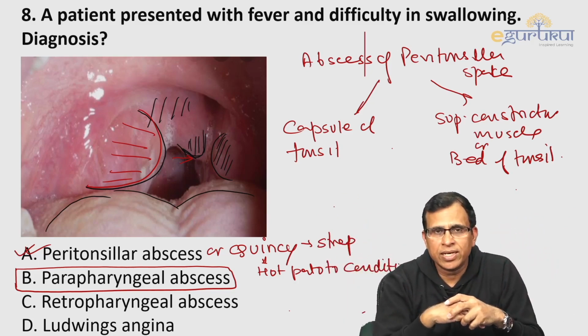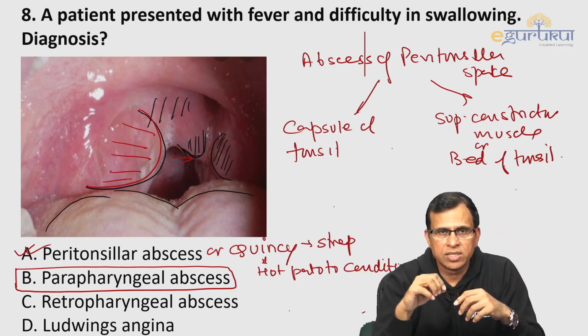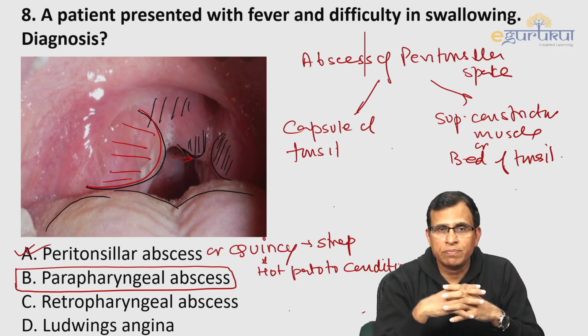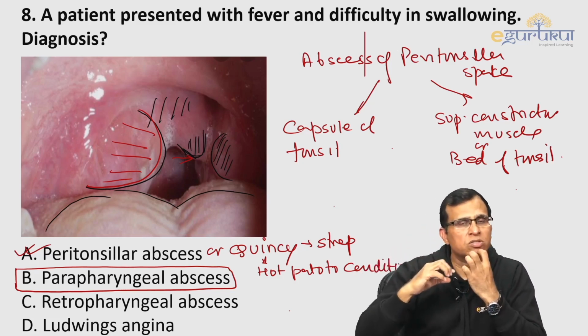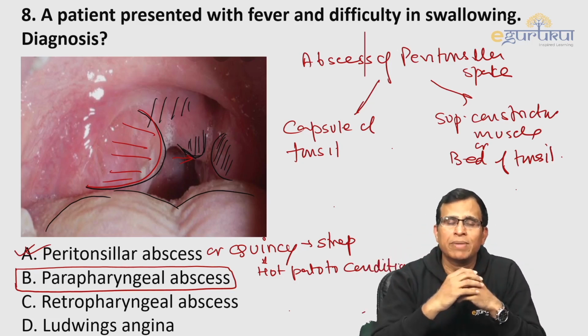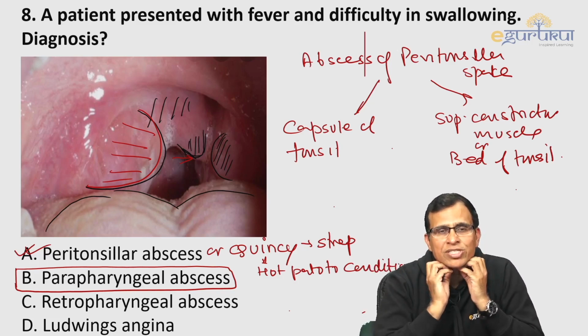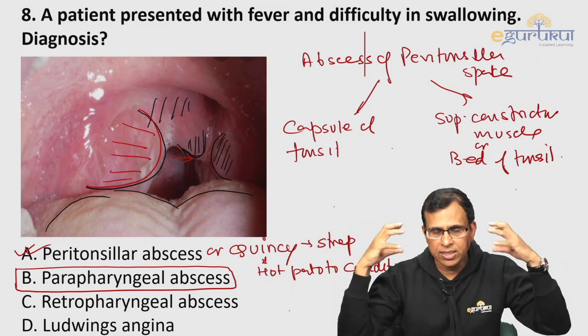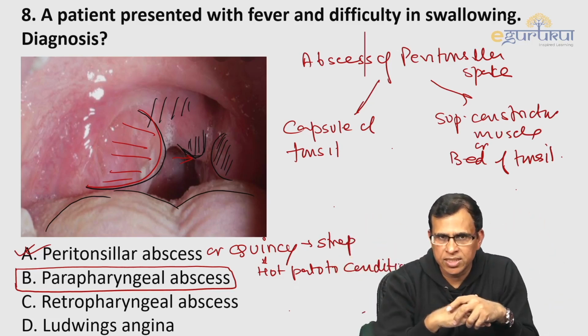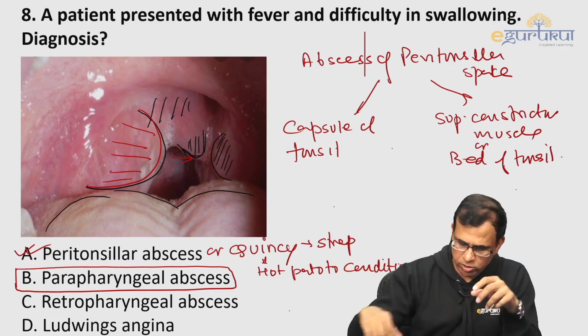And Ludwig's angina is a cellulitis of the submandibular space. Cellulitis, not abscess, of the submandibular space, which is between the floor of the mouth and this. There is a space below the mouth, that is called submandibular space. When there is an inflammation, cellulitis, that becomes Ludwig's angina. So again, nothing on the sides. So it's a very clear cut diagnosis, peritonsillar abscess.